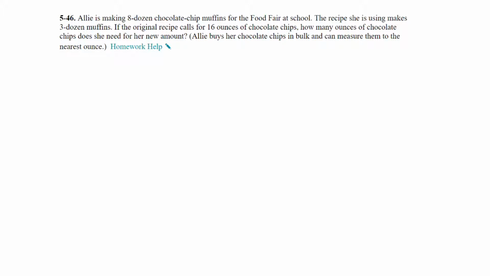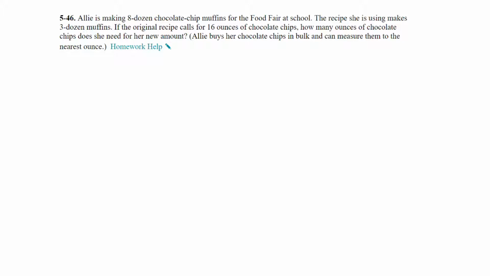Question 46. Allie is making 8 dozen chocolate chip muffins for the food fair at school. The recipe she is using makes 3 dozen muffins. If the original recipe calls for 16 ounces of chocolate chips, how many ounces of chocolate chips does she need for her new amount? Allie buys her chocolate chips in bulk and can measure them to the nearest ounce.